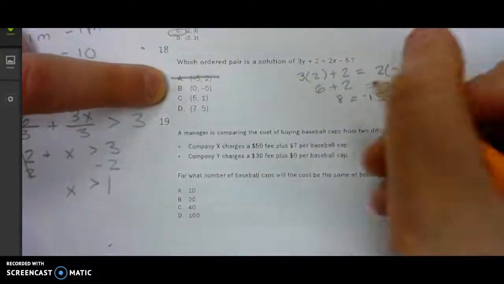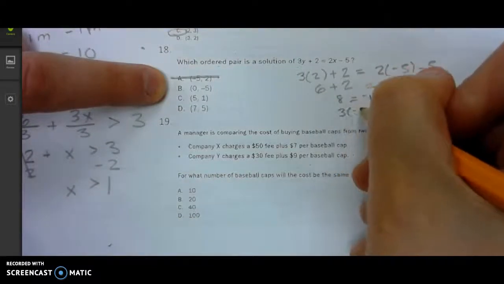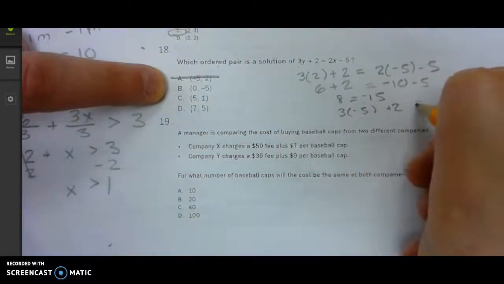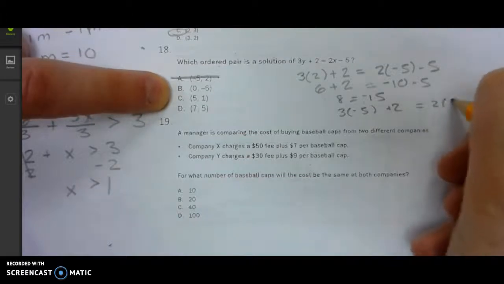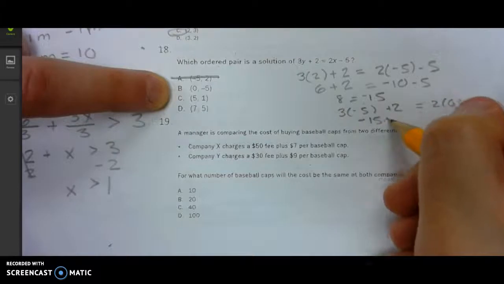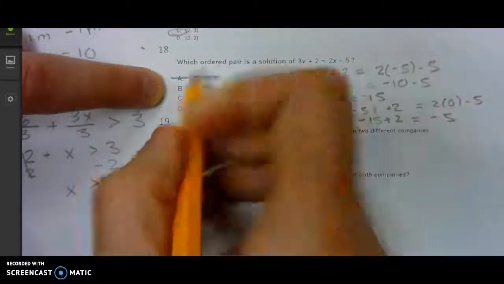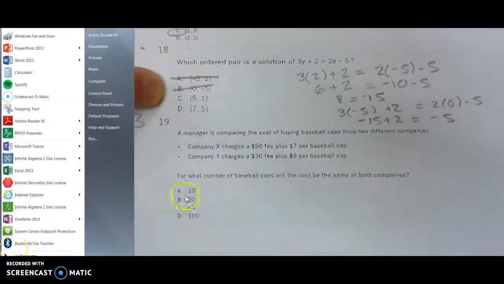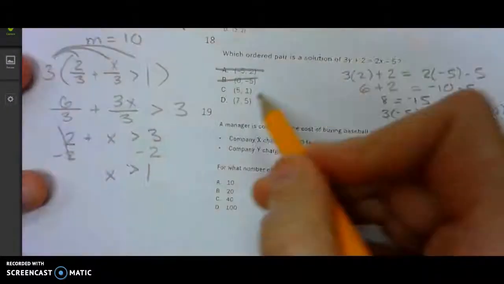Let's plug the next one in. 3 times -5 plus 2 equals 2 times 0 minus 5. -15 plus 2 is equal to -5. That obviously is not true. Okay, we can try the other two.